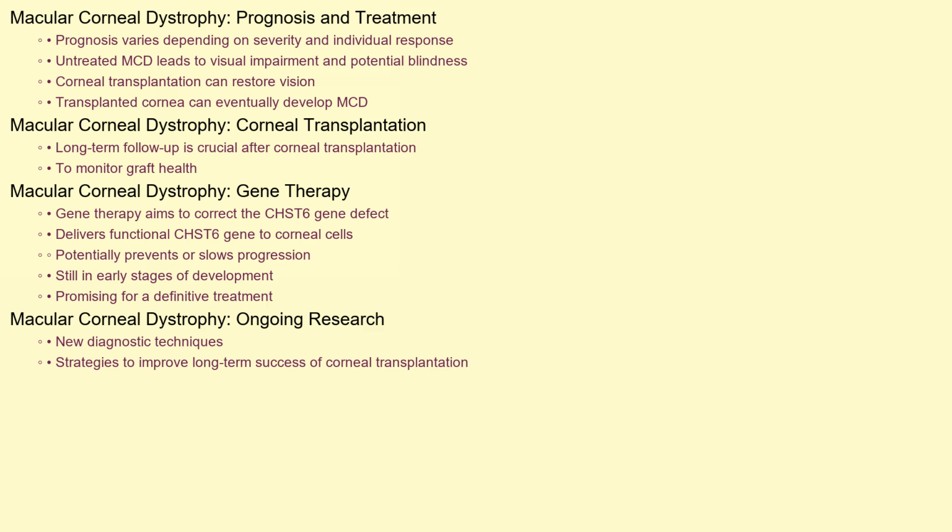Recent research is focusing on gene therapy approaches to correct the underlying genetic defect. These therapies aim to deliver a functional copy of the CHD6 gene to the corneal cells, potentially preventing or slowing the progression of the disease. While still in early stages of development, gene therapy holds promise for a more definitive treatment in the future. Ongoing research is also exploring new diagnostic techniques and strategies to improve the long-term success of corneal transplantation.